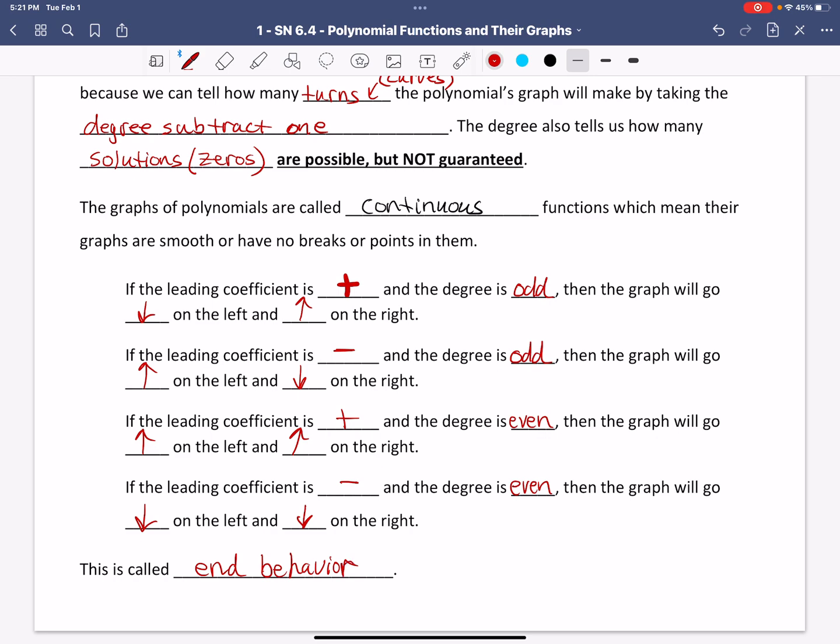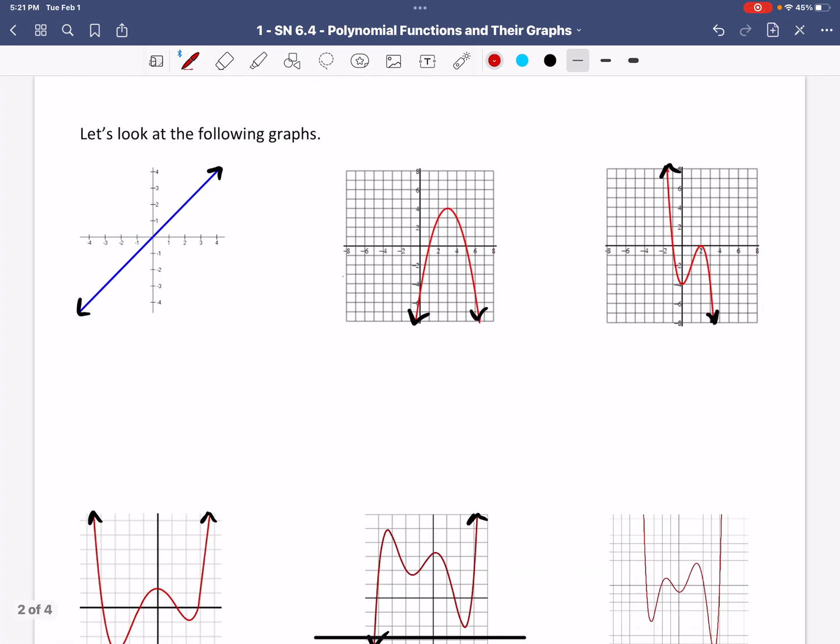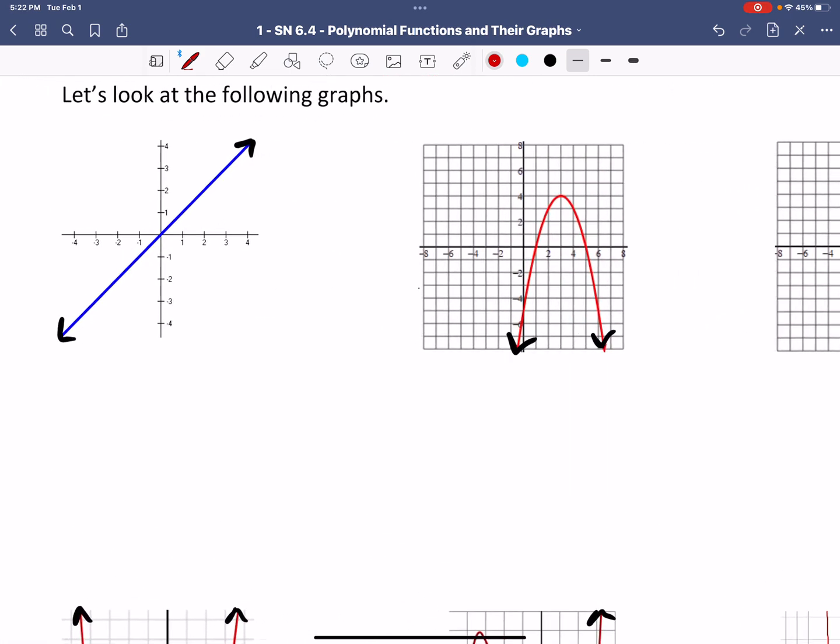Now don't get me wrong, these graphs never actually end, but they do have tendencies towards the end of a graph. So again, end behavior. So let's go talk about these graphs. This graph right here is y is equal to x. This is a linear graph. You are responsible to know that any graph that has a degree of 1, which this equation has, is called linear.